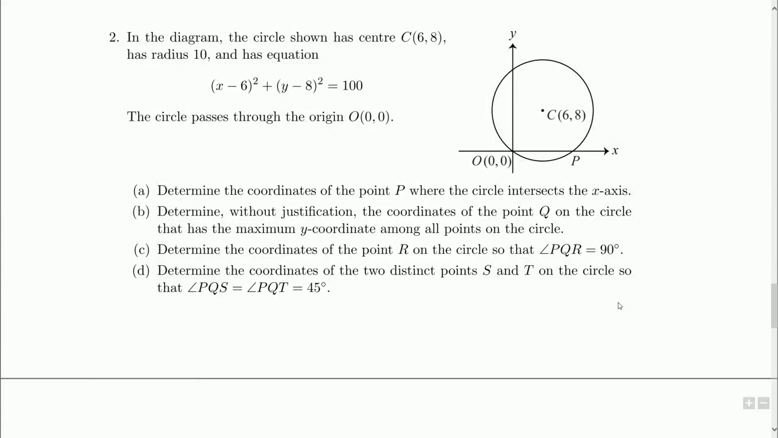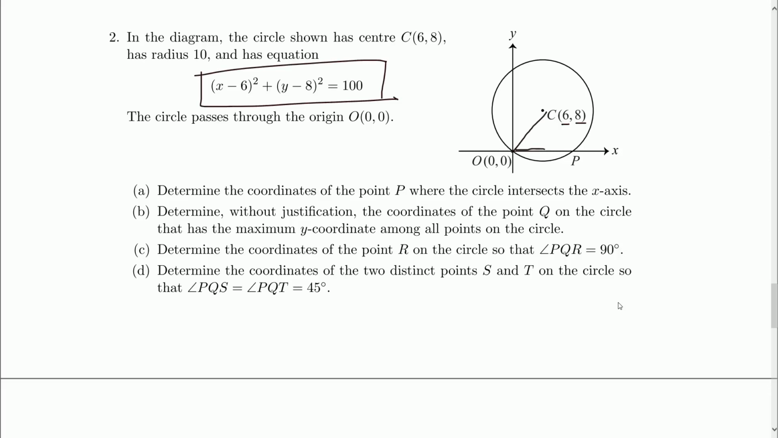Alright, so question 2. In the diagram, the circle shown has center (6, 8) and a radius of 10, and that's enough information to get an equation. (x - 6)² + (y - 8)² = 100. And the circle, most notably, passes through the origin.